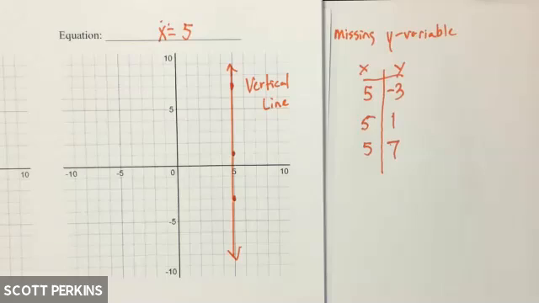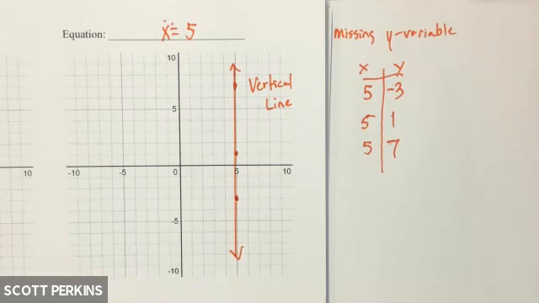And again, making a table will always work every time, no matter what. But if you can remember a little bit of trivia, because we will talk about horizontal and vertical lines again in our next sections. If you can remember a little bit of trivia, anytime you're missing the y variable and you just have x equal to a number, it is always a vertical line.